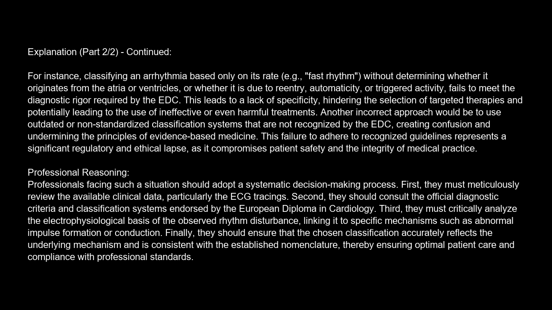Professional reasoning. Professionals facing such a situation should adopt a systematic decision-making process. First, they must meticulously review the available clinical data, particularly the ECG tracings. Second, they should consult the official diagnostic criteria and classification systems endorsed by the European Diploma in Cardiology. Third, they must critically analyze the electrophysiological basis of the observed rhythm disturbance, linking it to specific mechanisms such as abnormal impulse formation or conduction. Finally, they should ensure that the chosen classification accurately reflects the underlying mechanism and is consistent with the established nomenclature, thereby ensuring optimal patient care and compliance with professional standards.